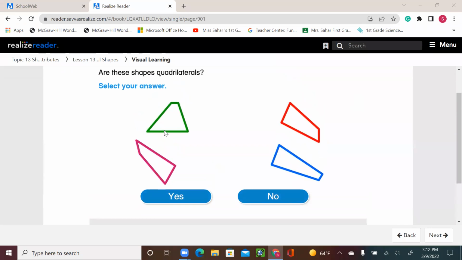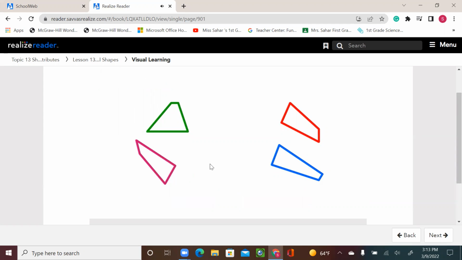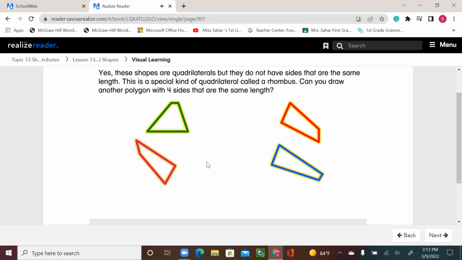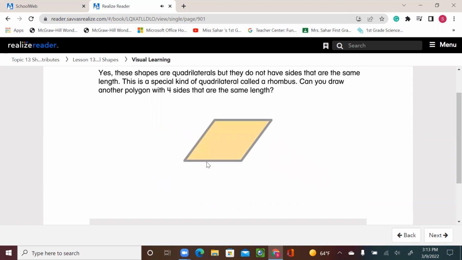So I know that quadrilateral means 4 sides. So let's count the sides of the shapes and see if they have 4, less, or more. So 1, 2, 3, 4. So the green one is 1, 2, 3, 4. The purple, 1, 2, 3, 4. And the red and the blue, 1, 2, 3, 4. So each shape has different sides. Yes, these shapes are quadrilaterals, but they do not have sides that are the same length.